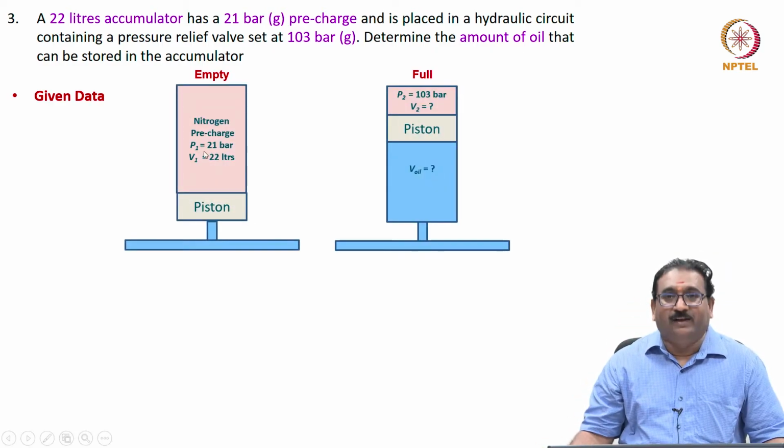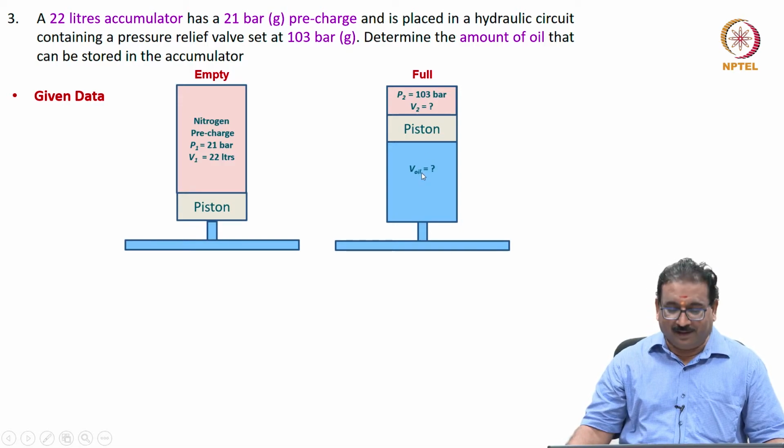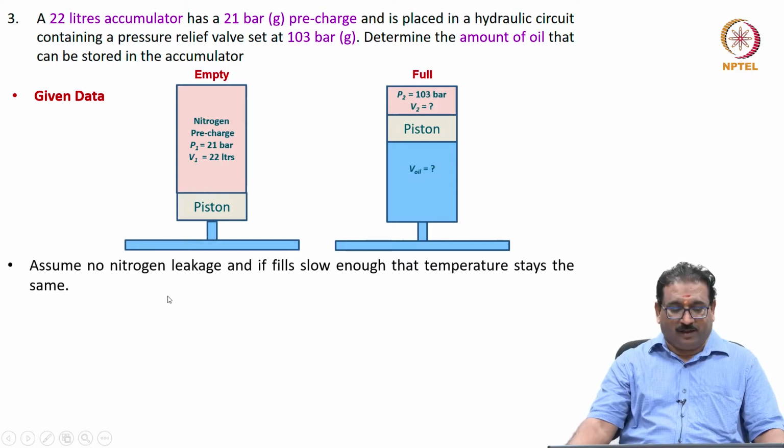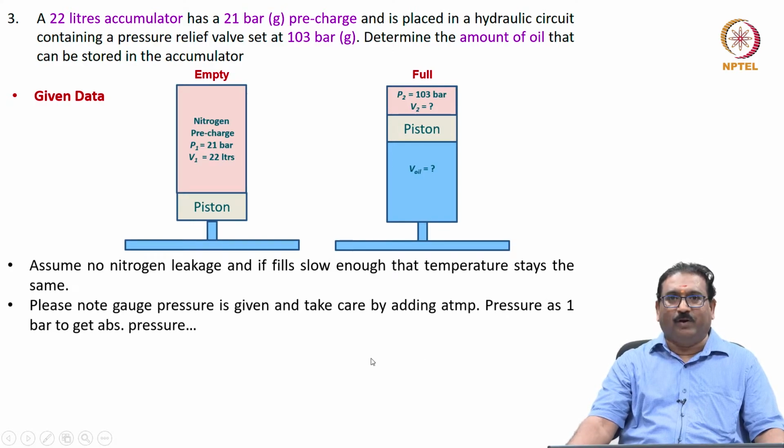The given data as usual: P1 is given, V1 is given, the nitrogen pre-charge it is, and P2 is given, the system pressure. V2 I do not know, and V oil is very important. Same thing, similarly, assuming no nitrogen leakage, and if it fills slowly enough, the temperature stays the same. This is an assumption, meaning an isothermal process.